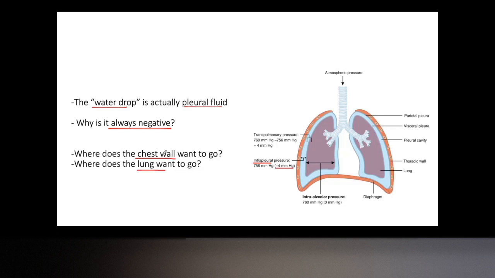Do you know where the chest wall wants to go? The chest wall wants to go outside and the lung wants to go inside. Yes, correct. So these two pleura are always being pulled apart. The chest wall will always try to push the pleura away and the lung will always try to collapse.